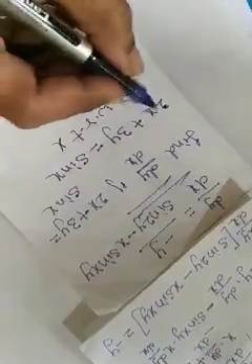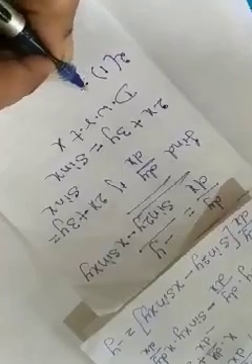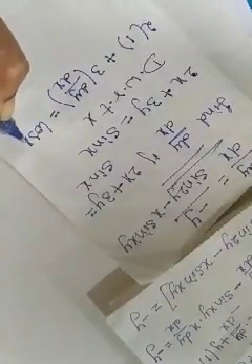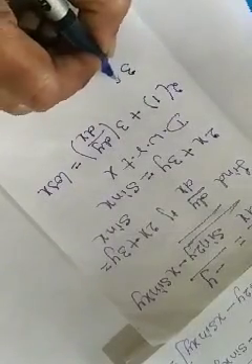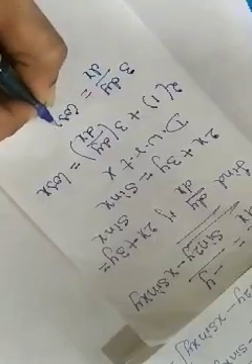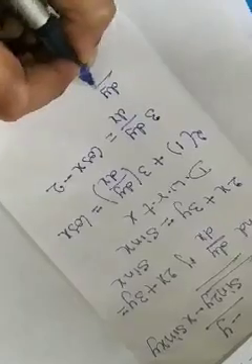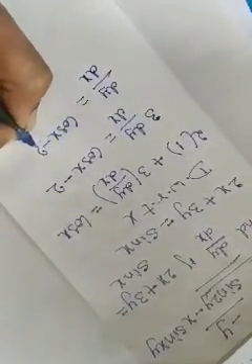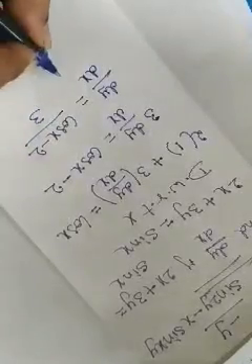2 into, what is the derivative of x? 1. Plus 3 into, what is the derivative of y? dy by dx. What is the derivative of sin x? Cos x. So separate the dy by dx. 3 into dy by dx is equal to cos x minus 2. So dy by dx equals cos x minus 2 divided by 3.